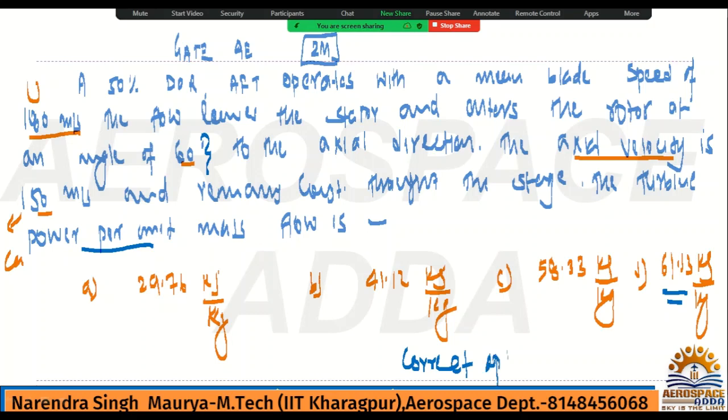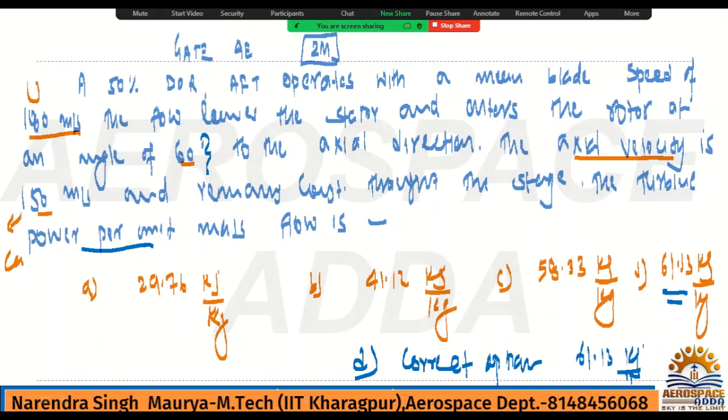Sir, I had one doubt about the angle. Yes, I will tell you. Here, the flow leaves the stator and then enters the rotor, so the angle should be beta 2. No. That's the reason. Actually, the flow leaves the stator and enters the rotor.